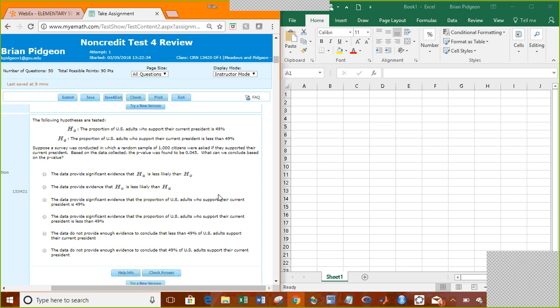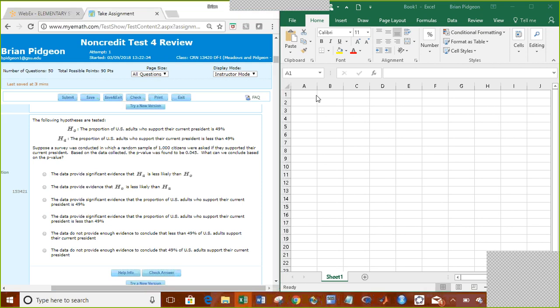So when making these decisions of rejecting the null hypothesis or failing to reject the null hypothesis, you're going to compare this p-value with your significance level. Now, if the significance level is not stated, it's generally just assumed to be 0.05. So if the p-value is lower than this value, we reject the null hypothesis. If it's greater than, we fail to reject. So 0.045 is less than 0.05, so we're going to reject the null hypothesis in favor of the alternative.